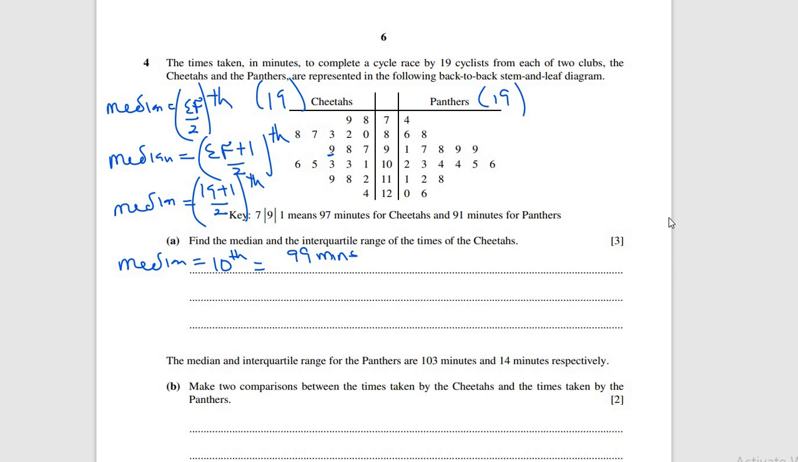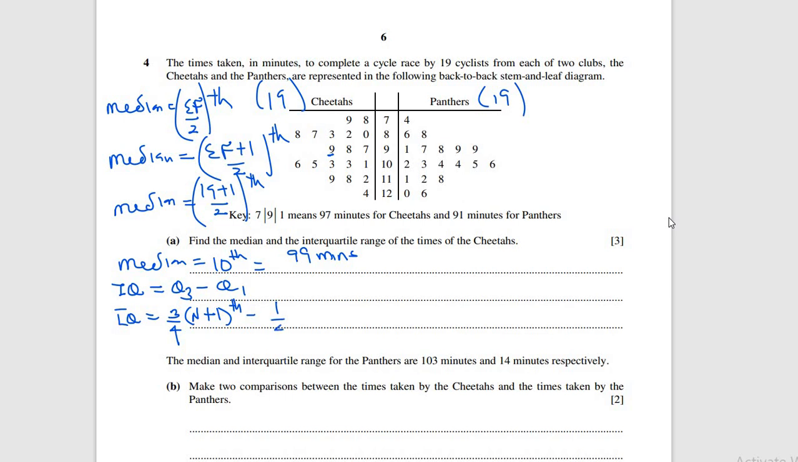How about interquartile range? Interquartile range is Q3 minus Q1. So Q3 is the upper quartile, 3/4 of n. I added 1 because it's an odd number.